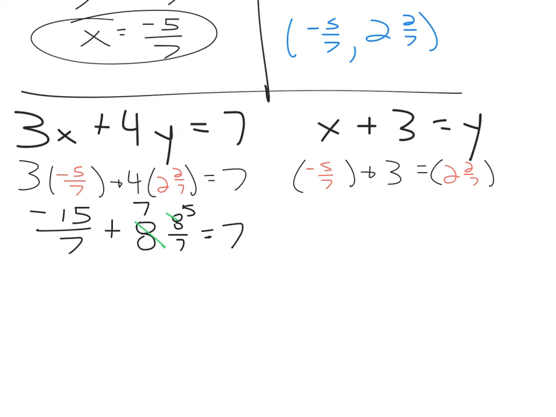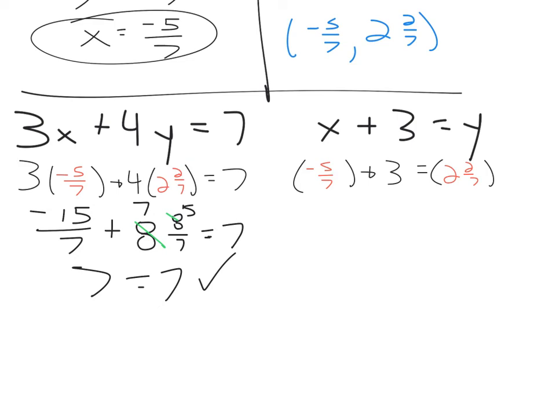And as you can see, this negative 15/7 and this positive 15/7, maybe I should have made that 1 a little bit better, are exact opposites and they cancel out. So we're left with just the 7. Okay? 7 equals 7. That works.